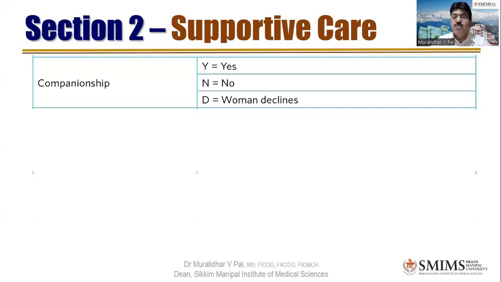And if the woman declined a companion, sometimes companions can be nuisance, especially in our setup. We initially allowed the husband and all that. Later, we realized it is very difficult sometimes to handle the relatives. Of course, mother and mother-in-law are okay. They will understand, but the husband sometimes won't understand.